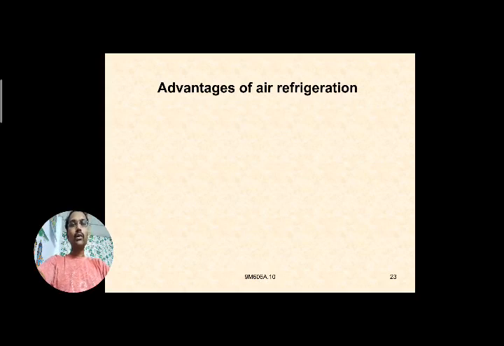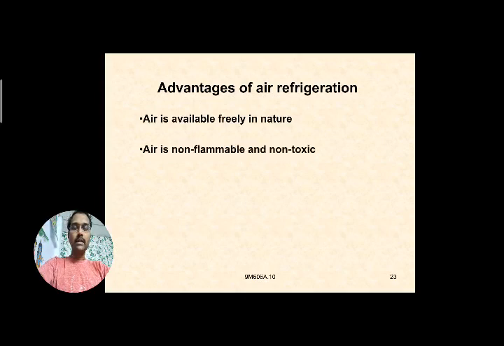Next, moving on to the discussion regarding the advantages, and we will also see some limitations or disadvantages of air refrigeration. Coming to advantages, we already discussed these in the last video lesson. Very simple points you can see here. It is abundantly available in nature. So it is free. The source we are using for refrigeration or cooling purposes, that is the air, is available freely in nature.